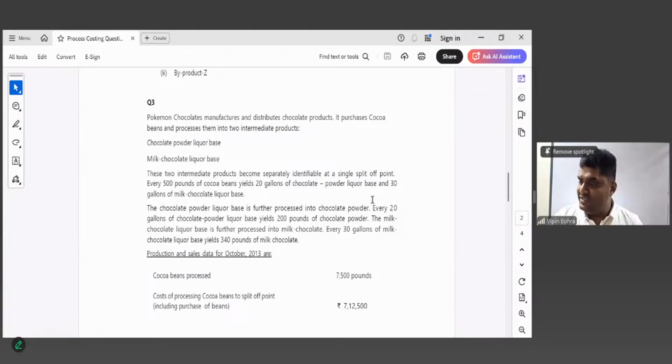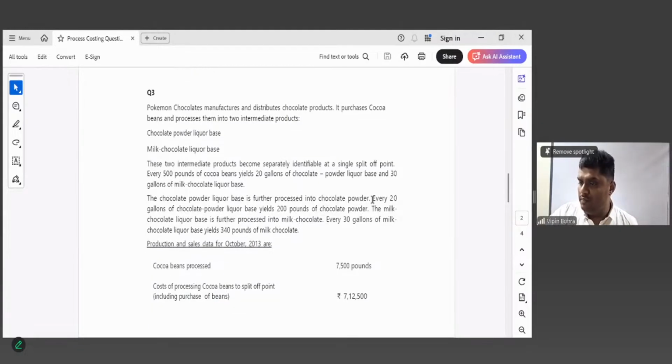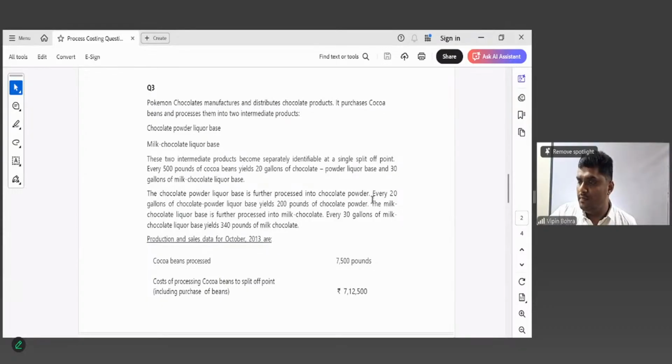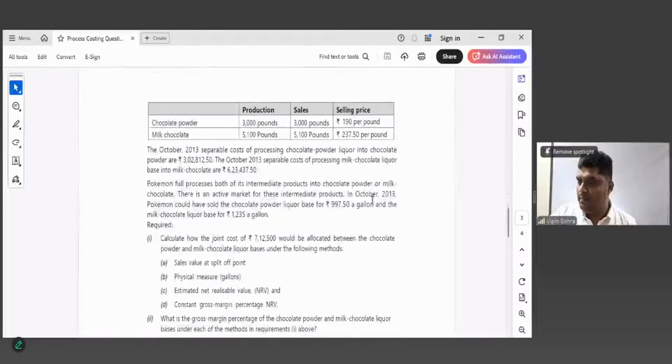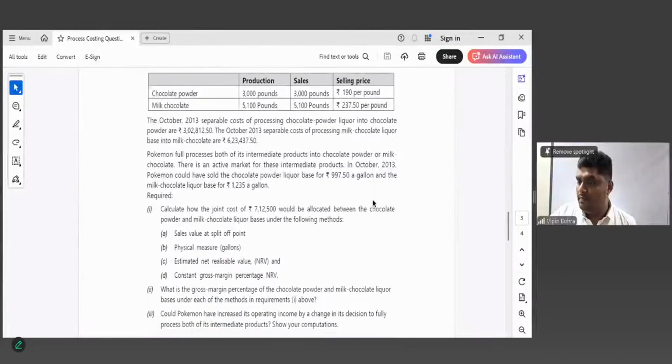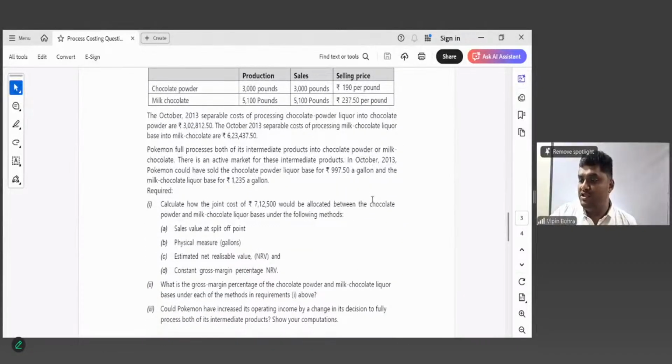I request you to please take the screenshot also. This is the first page. This is the second page. So now the point is how to approach these types of questions.